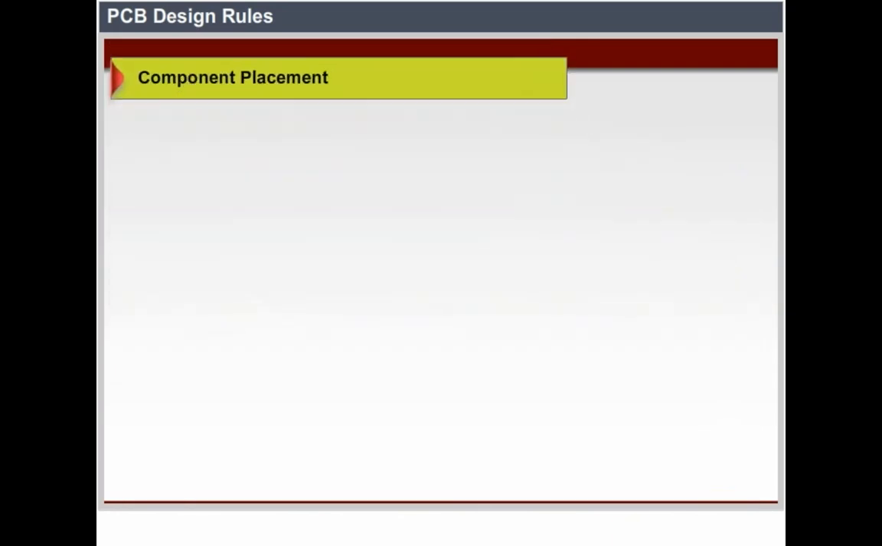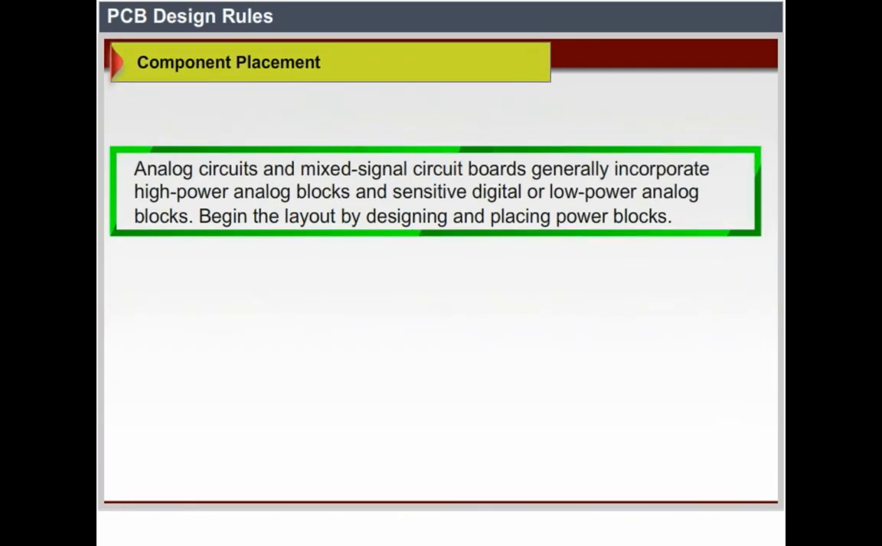Component placement. Analog circuits and mixed signal circuit boards generally include high power analog blocks and sensitive digital or low power analog blocks. Begin the layout by designing and placing the power blocks.